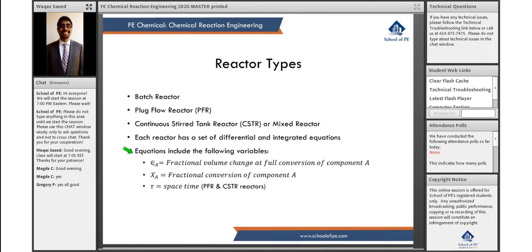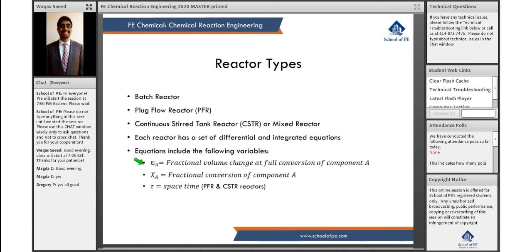Now, these equations, and you can look at them in your reference handbook, include some of your standard variables such as concentration and the rate of conversion R, or your rate constant K. But they also include 3 other types of variables, and they are epsilon sub A, capital X sub A, and tau. Now, epsilon A is known as the fractional volume change at full conversion of component A.